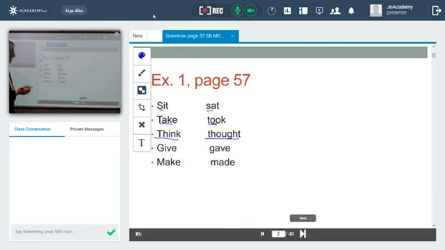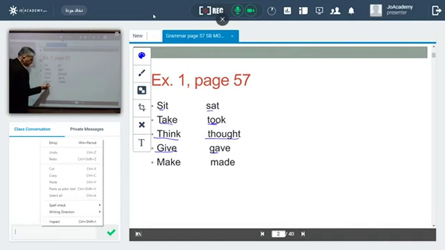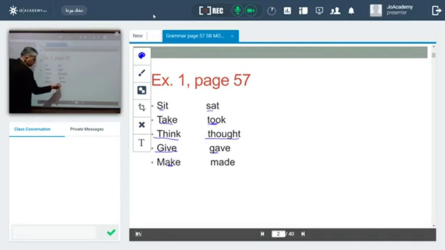Then we have the verb give. The verb give, when I change it into past, I change only one letter. I change the I into A, so it becomes gave. Give becomes gave. So this is an easy verb. And we have the verb make. Make, as you can see, we change the K into D. So make becomes made.